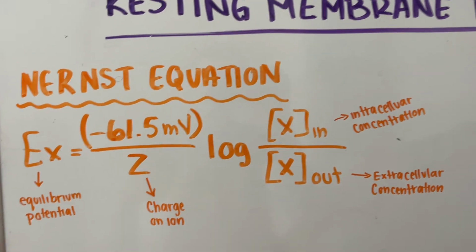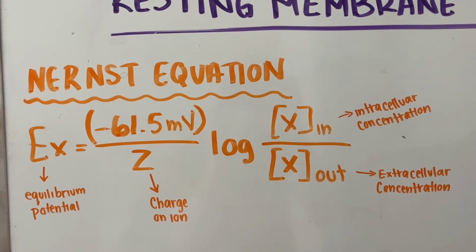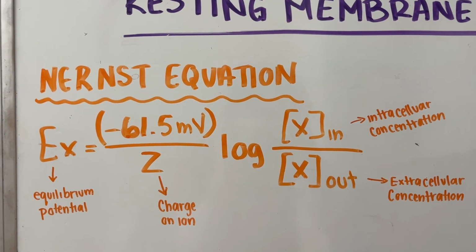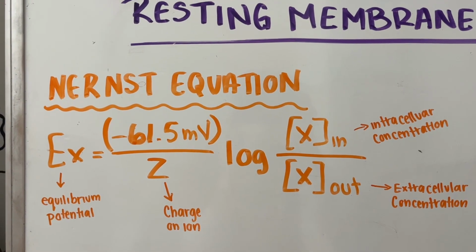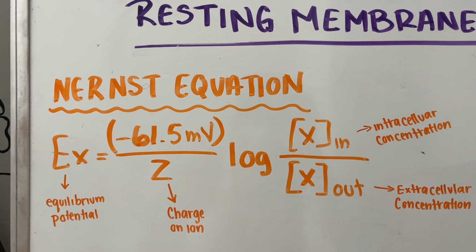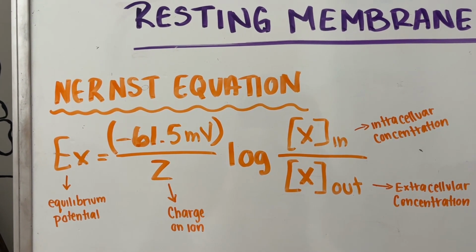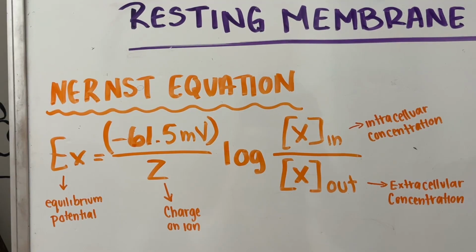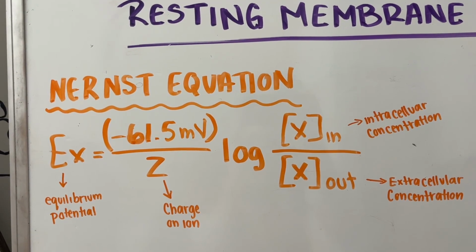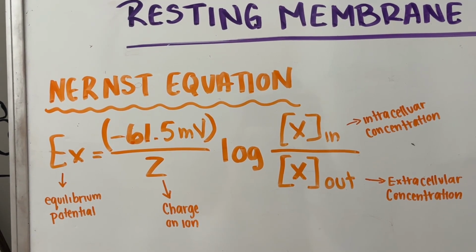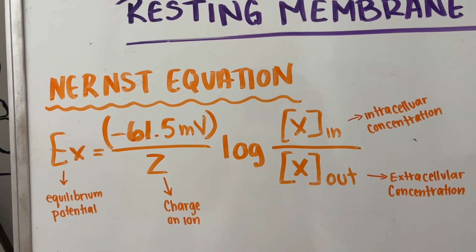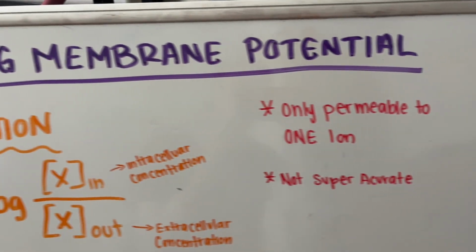When we're talking about the Nernst equation, it's a mathematical equation used to predict the equilibrium potential for a single ion across a membrane based on the concentration gradient of that ion. It is given by this formula: E_x is equal to -61.5 millivolts divided by Z, times the log of the internal concentration to the outside concentration.